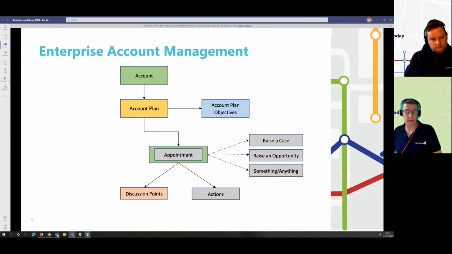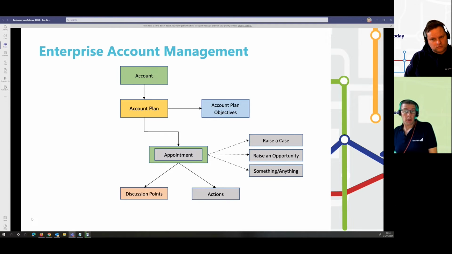So when you look down at the bottom, you have things like actions and discussion points. By the time the years have gone by with all the different account plans, if you're using them, the amount of discussion points with that particular account will be huge. But they're only really relevant in the context of those particular meetings.